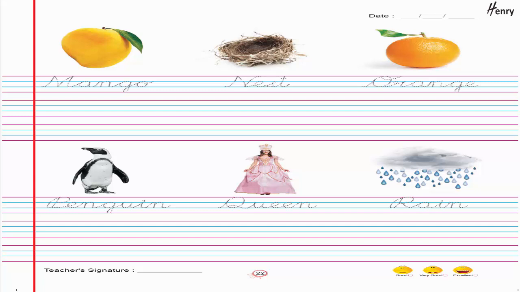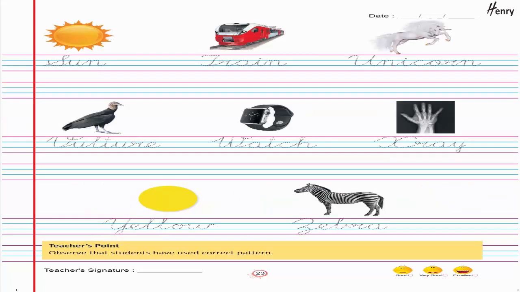queen, rain, sun, train, unicorn, vulture, watch, x-ray, yellow, zebra.